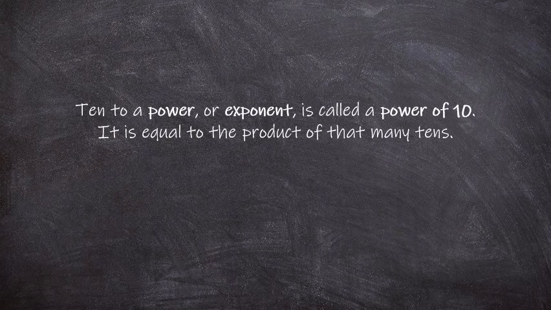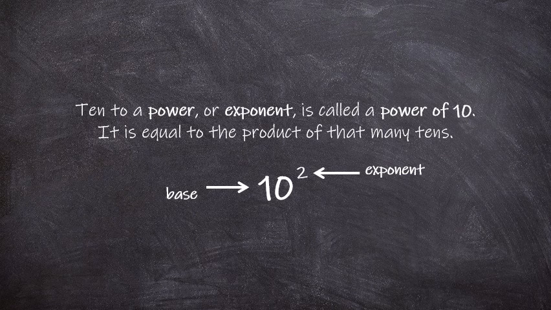10 to a power or exponent is called a power of 10. It is equal to the product of that many tens. So let's look at a power of 10. This is a power of 10. The 10 is the base, and the 2 is our exponent. And the base and the exponent together makes up a power of 10.